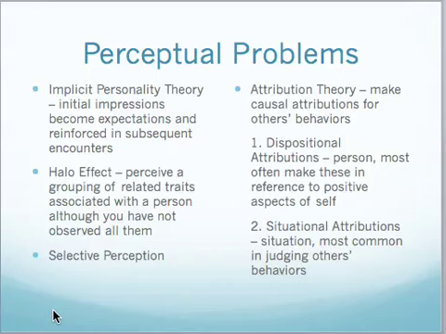In addition to implicit personality theory, halo effect, and selective perception, attribution theory also helps to really get us a firmer understanding of the perceptual problems that occur in relationship to our social interactions and how we may misperceive others. And in attribution theory, this is where we make causal attributions for other people's behaviors. We basically are assuming motives here, which really and truly you can't always know.